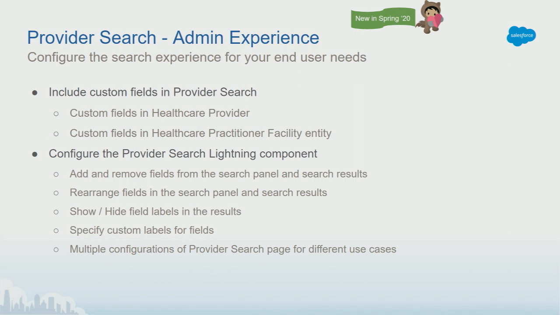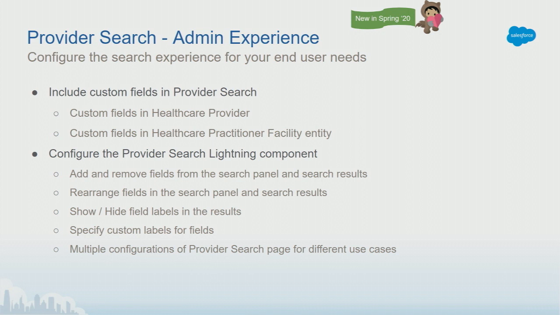So talking through the new capabilities in Spring 20, let me talk about provider search first. What we have done in Spring 20 is really enhance the administrator's experience for how they can configure and really tailor this provider search specifically for your use cases and for your end users. So to that, a couple of things. We have provided custom fields in provider search. So you can define custom fields in the healthcare provider entity, as well as healthcare practitioner facility entity, which are two very core entities to the provider data model, and then include those custom fields in provider search.